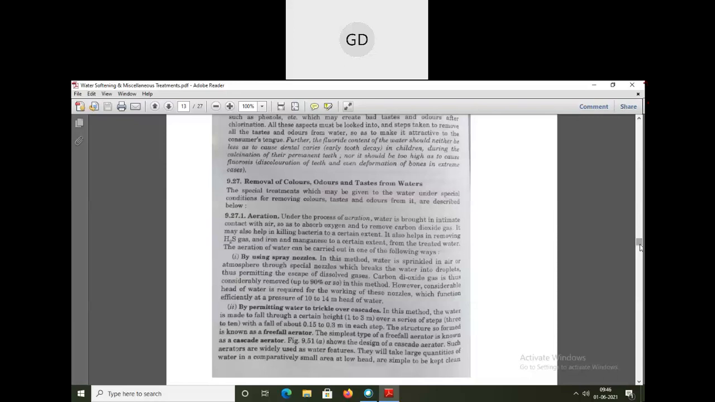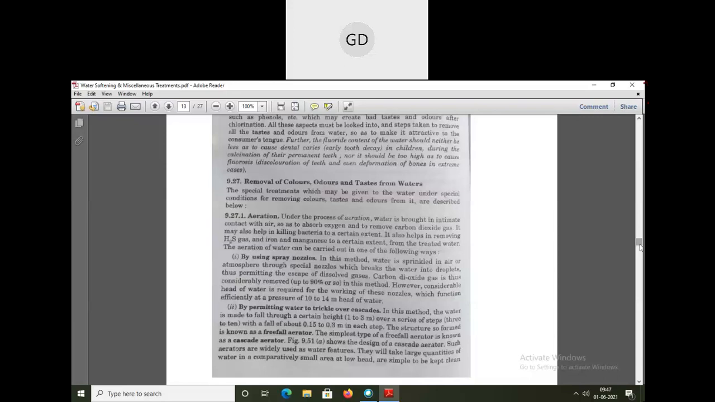Hydrogen sulfide gas gives a very bad taste and odor to the water. It has a very bad smell. So this hydrogen sulfide gas, and iron and manganese, are removed from the water by this process. Again, this aeration is carried out in some different ways. We have some three or four ways.